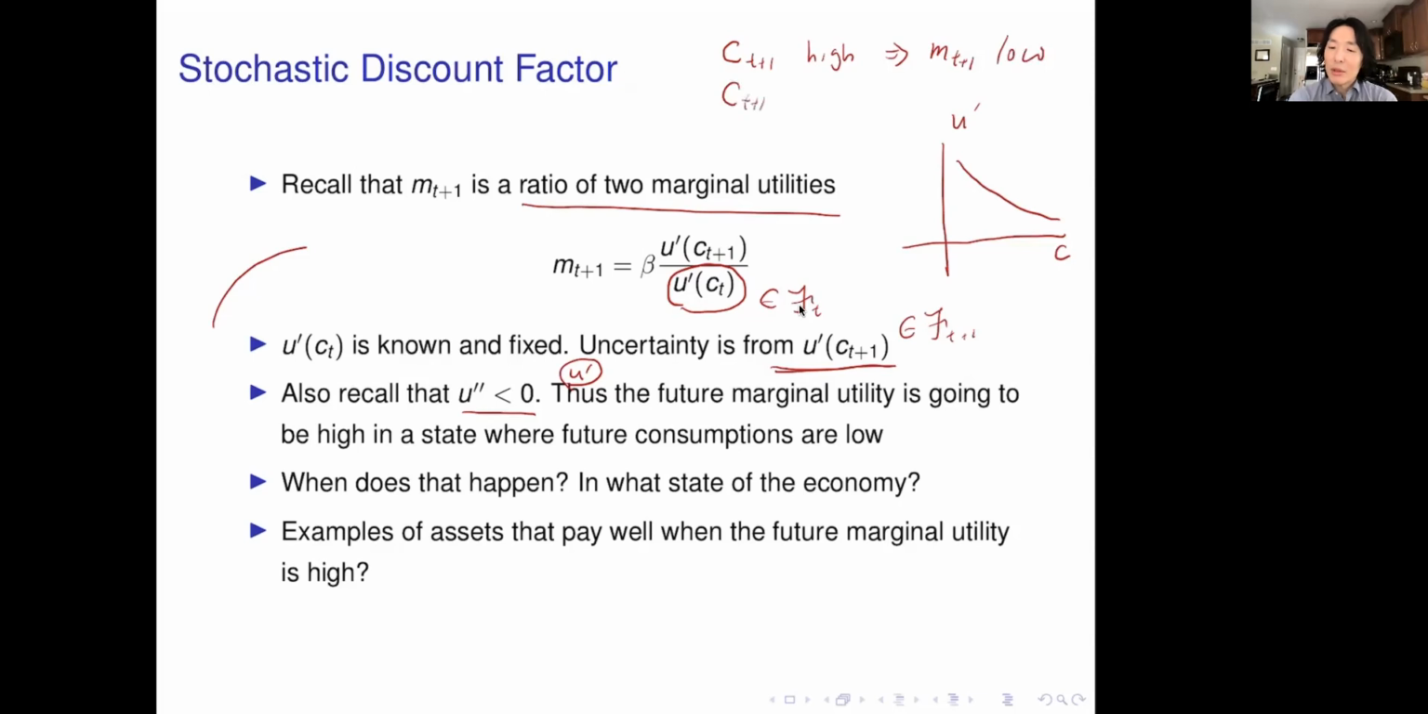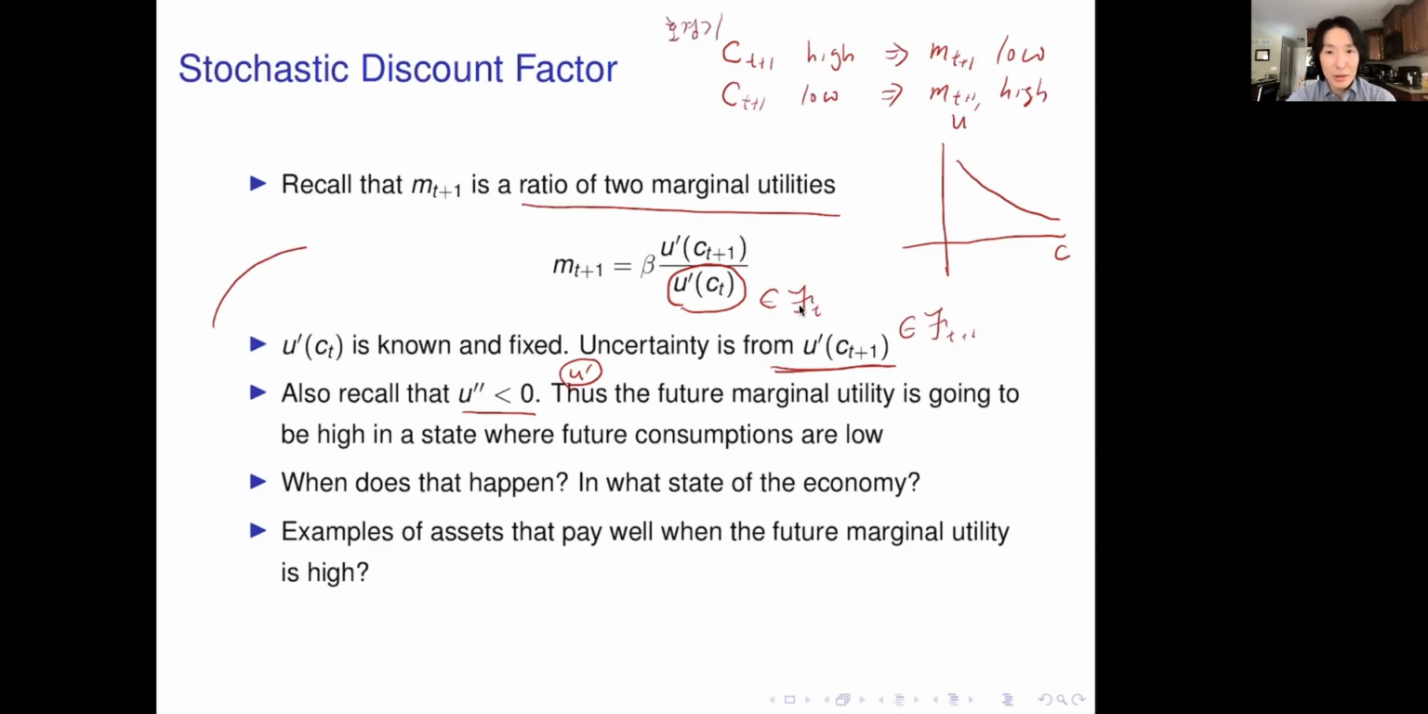When CT plus 1 is low, the marginal utility is going to be high. 즉, when consumption is high, when future consumption is high, and what kind of state is it? When future consumption is high, 미래에 소비가 많을 때 어떤 때겠어요? 어떤 때 우리가 미래에 소비를 더 많이 하겠습니까? 호경기일 때.